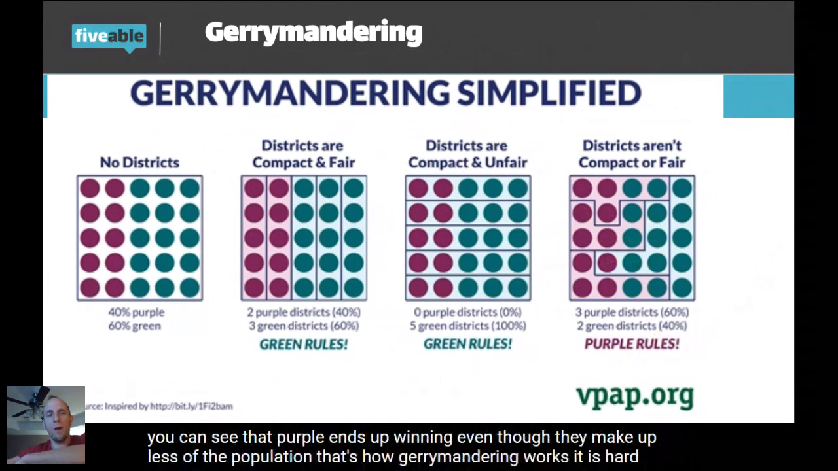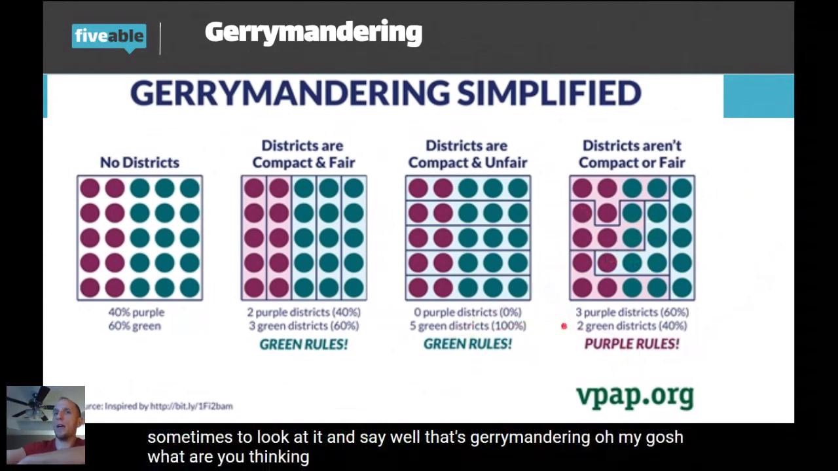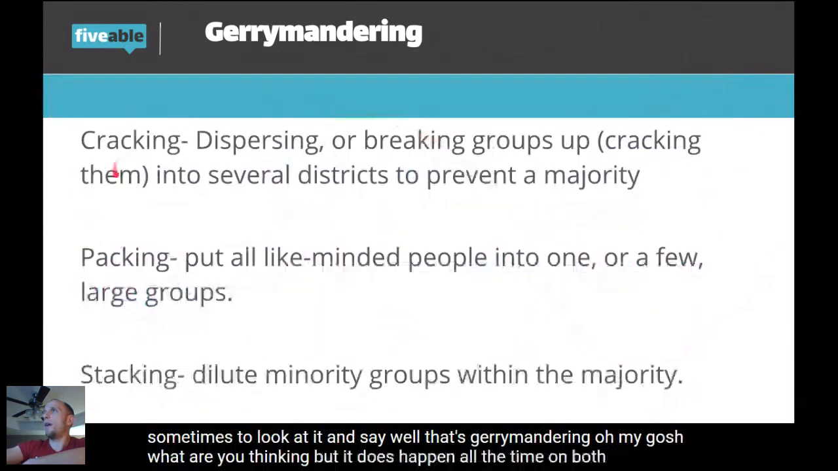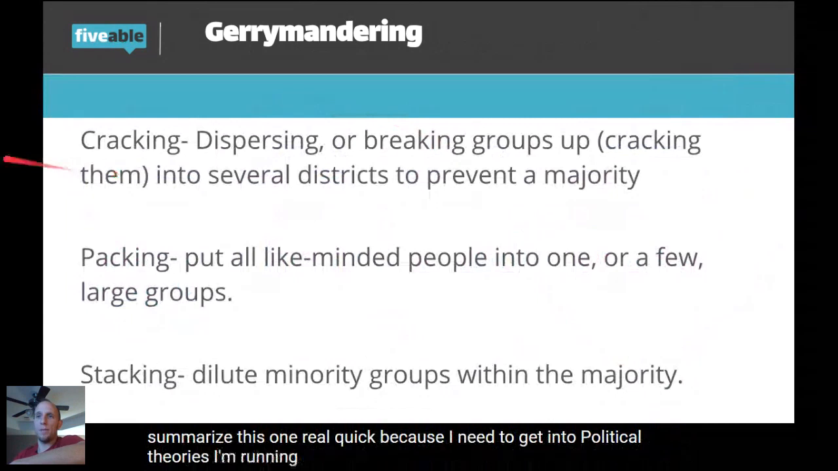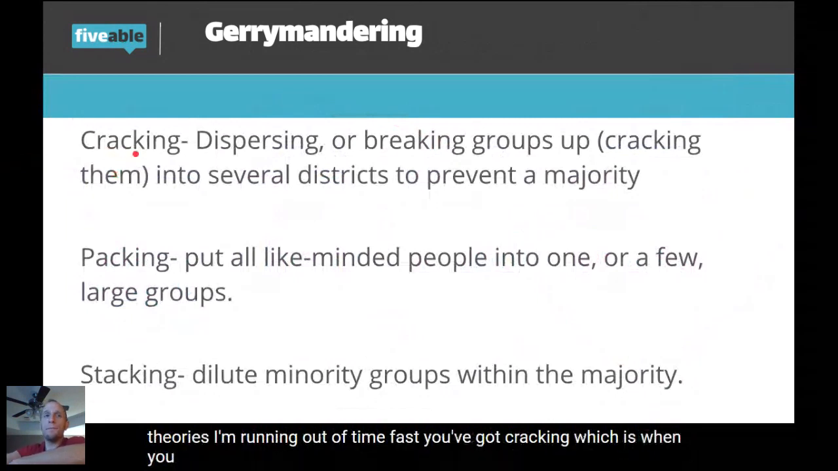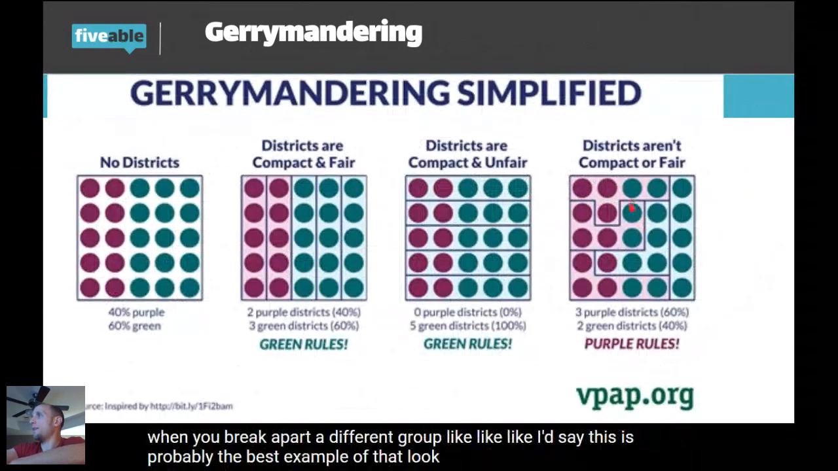That's how gerrymandering works. It is hard sometimes to look at it and say, well, that's gerrymandering. Oh my gosh, what are you thinking? But it does happen all the time on both sides. To summarize this one real quick, because I need to get into political theories and I'm running out of time fast: you've got cracking, which is when you break apart a different group. I'd say this is probably the best example of that.